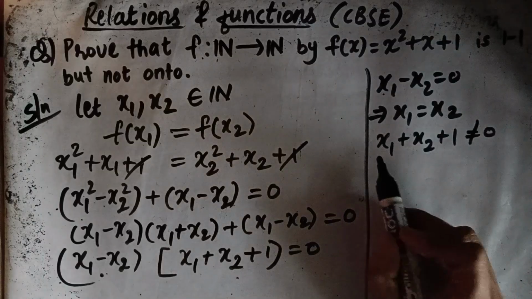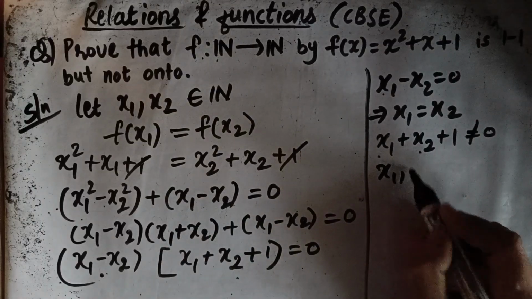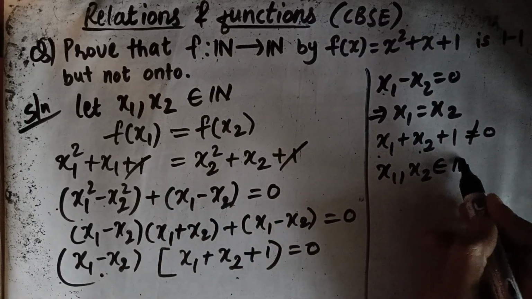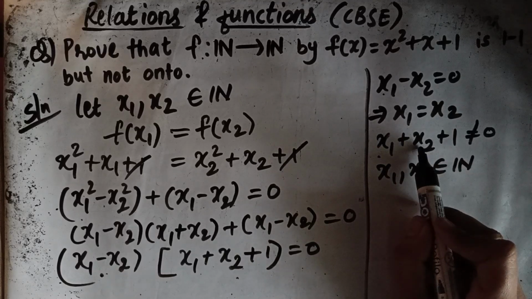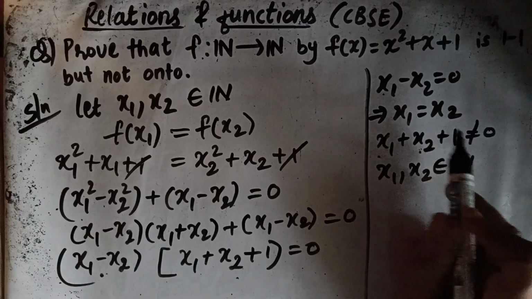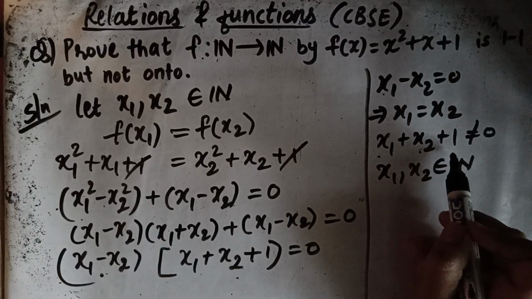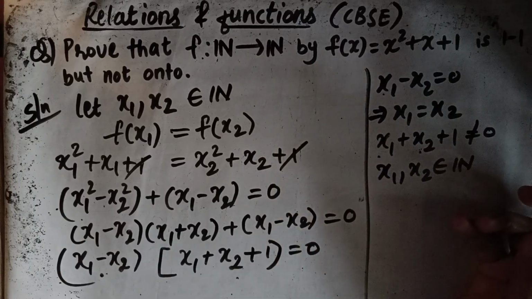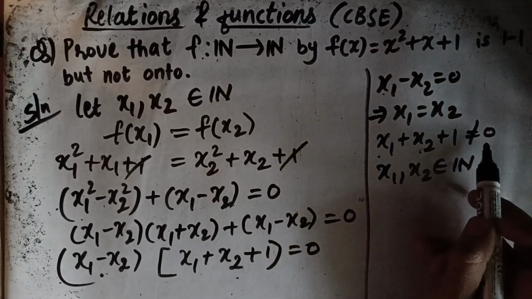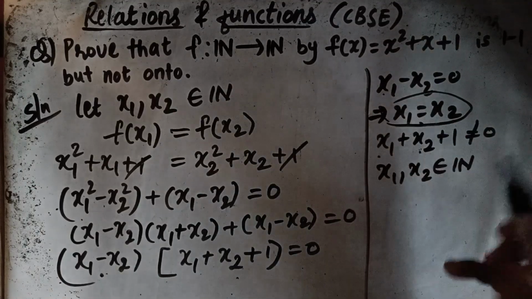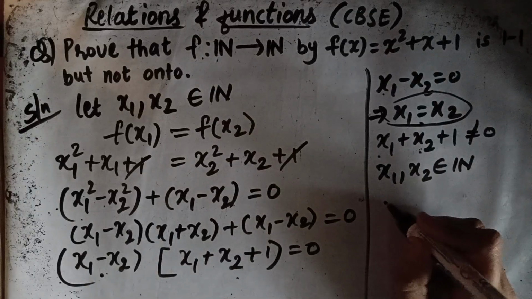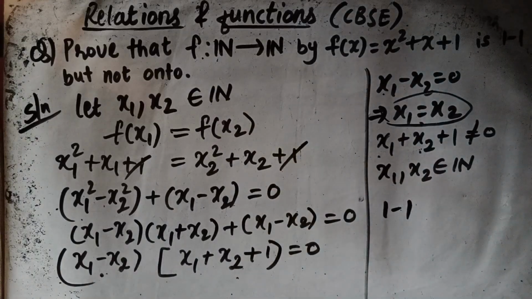Reason? Because x1 and x2 both are natural numbers, correct? If both are natural numbers, then both are positive. So there is no way these numbers can become negative so that they get cancelled with 1. And there is no 0 also. So this is not possible, so we have to go with this condition. So this shows that this function is one-one. Okay, let's solve for onto.